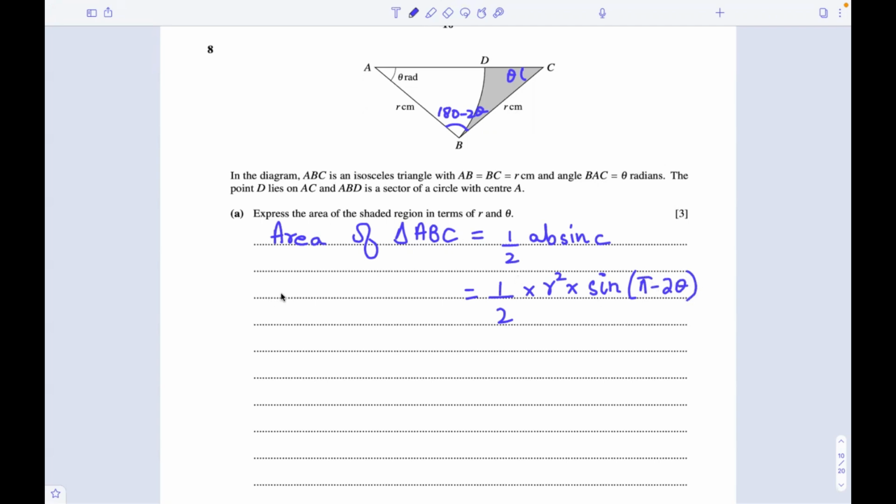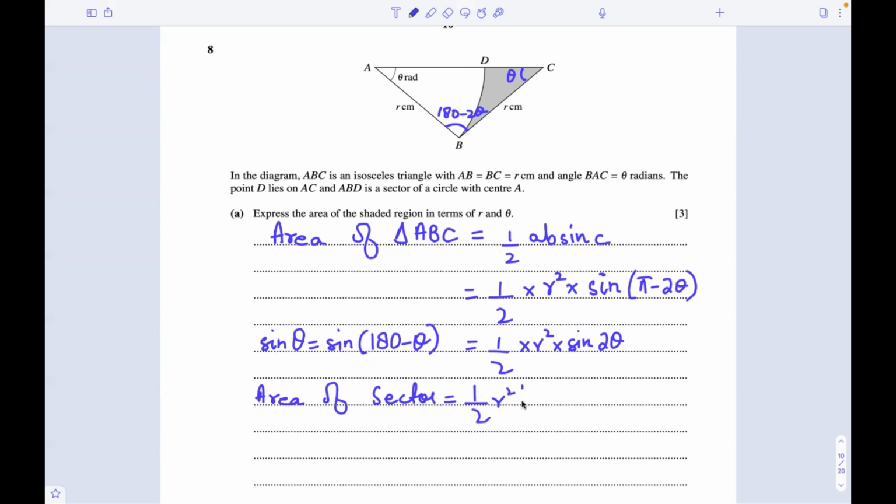Now from our trigonometry, we know the identity that sine theta is the same as sine of 180 minus theta. So applying that over here, as pi is 180, in place of sine of pi minus 2 theta, we can write half into r square into sine of 2 theta. So this is the area of the triangle. Now to find the area of the sector, we have the formula half r square theta. So it will remain as it is, as the radius is r and the angle is theta.